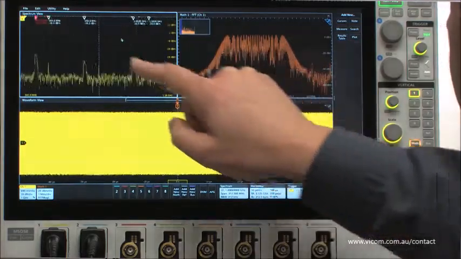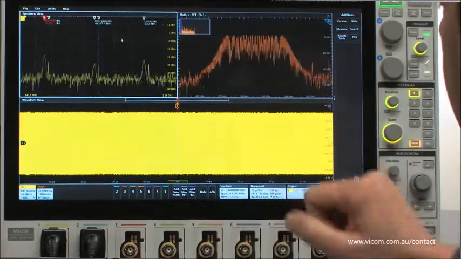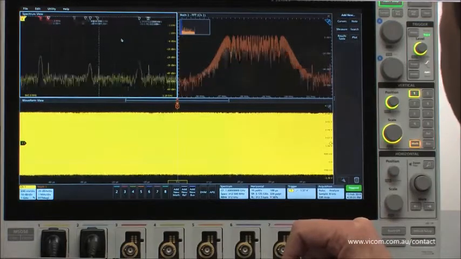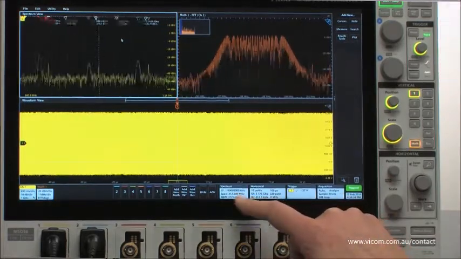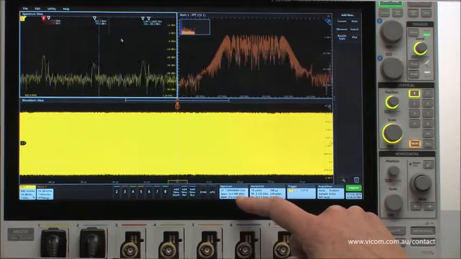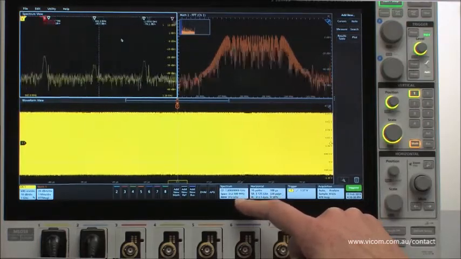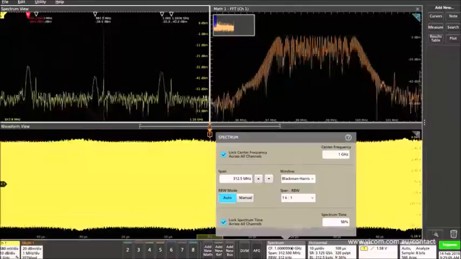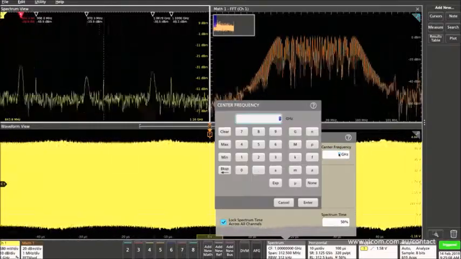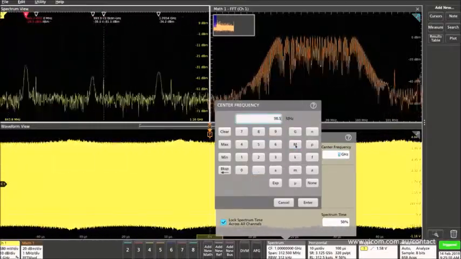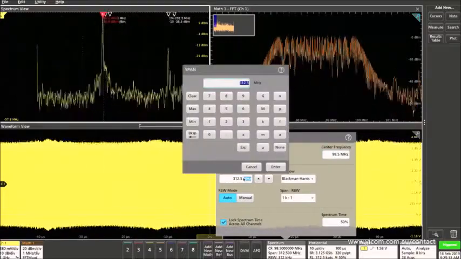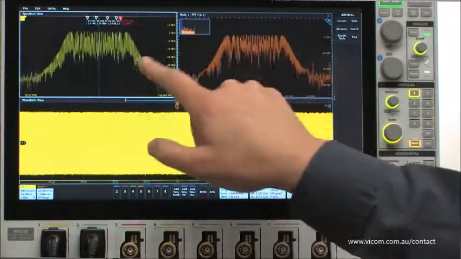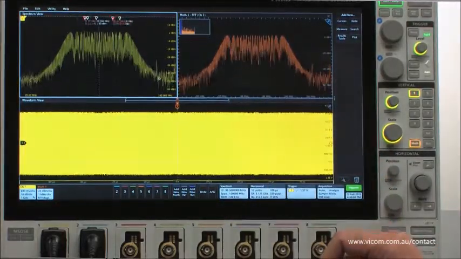Couple of things to notice immediately. First, automatic peak markers indicate the frequency and amplitude of the highest magnitude peaks in the Spectrum View display. Next, I get a spectrum badge down here that indicates my center frequency, span, and resolution bandwidth of the Spectrum View display. So I'm going to double tap that, set my center frequency to 98.5 megahertz, and set my span to 7 megahertz. Notice now that both views are showing my spread spectrum clock.